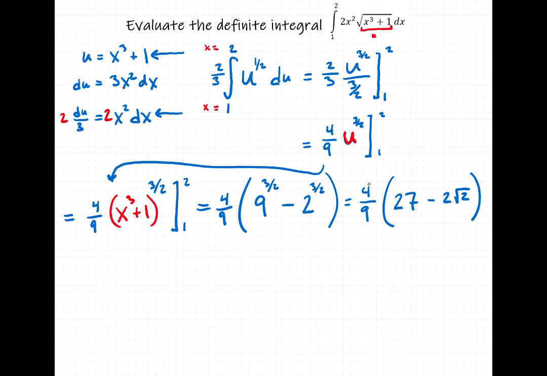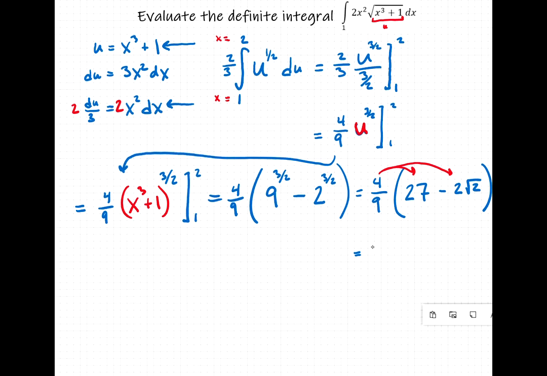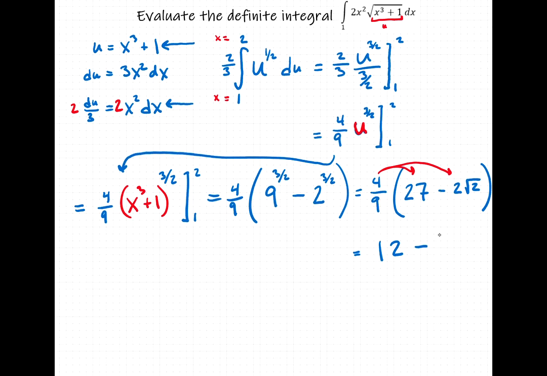I think we could go one step further and distribute the 4/9 to clean this up a little bit. So 4 over 9 times 27. Well, the 27 and the 9 will cancel, so that will be 12. Minus, 4 times 2 is 8, so we have 8 root 2 over 9.